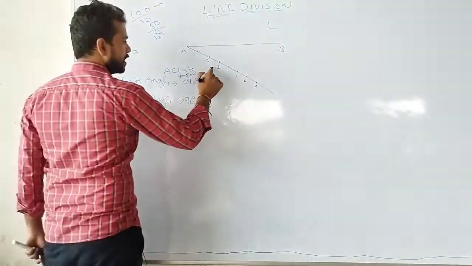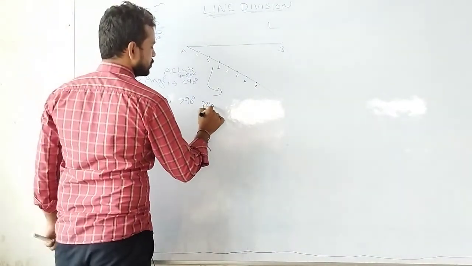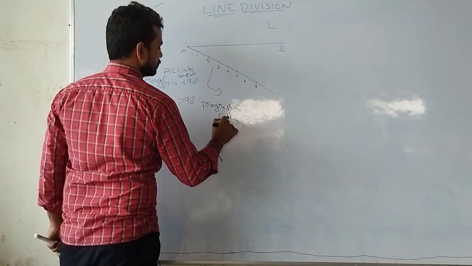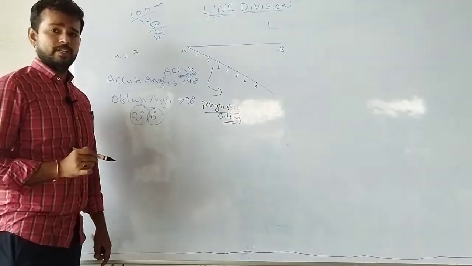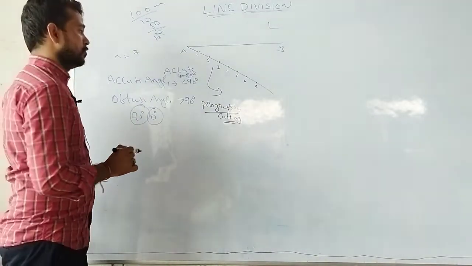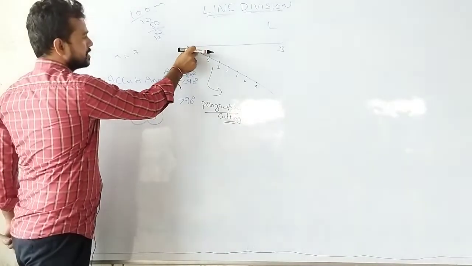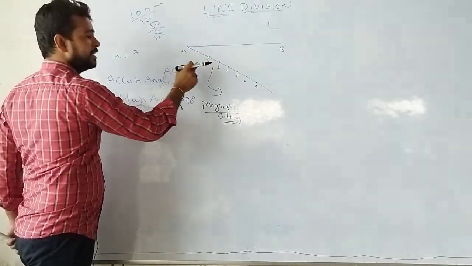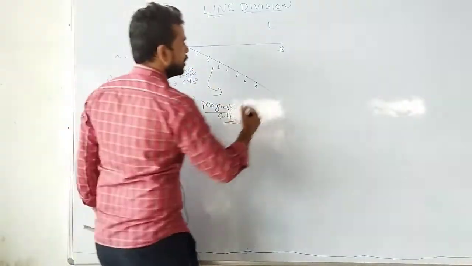This type of cutting process is known as progressive cutting. Why? Because the radius is common. Here with A as center, we are cutting 1. With 1 as center, without changing the radius, we are taking 2. With 2 as center, we are making 3.